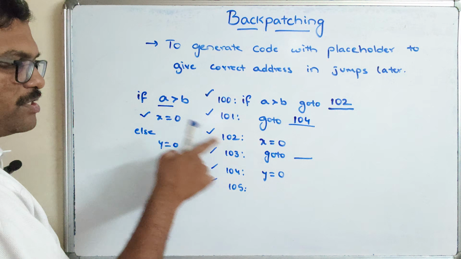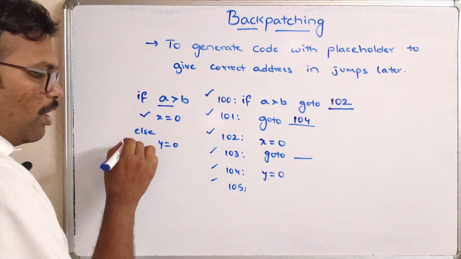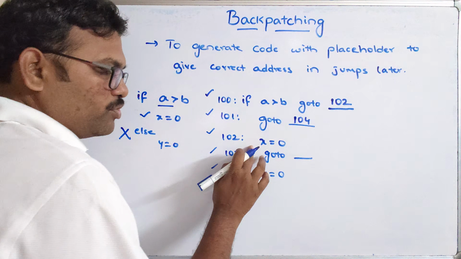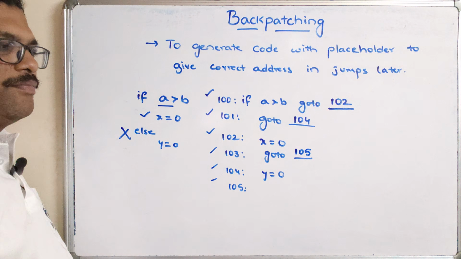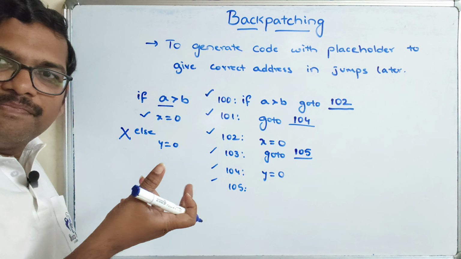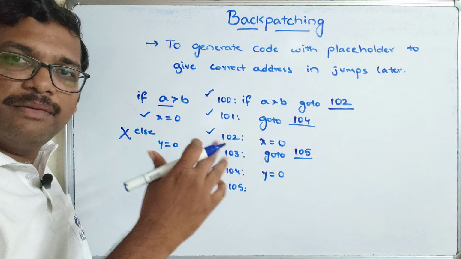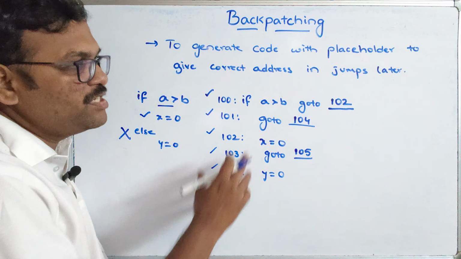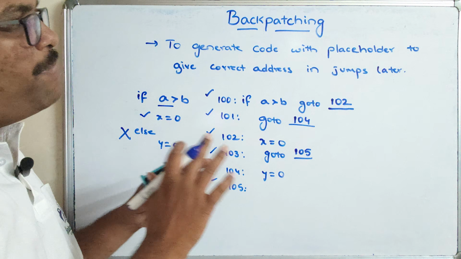And after completion of 102, x equal to 0, it should not execute these statements, it should skip this one. Immediately it should go to 105, so it will be 105. Like this, the three address code will be generated first, leaving the place to give the correct address of the jumps later. So this is called backpatching.